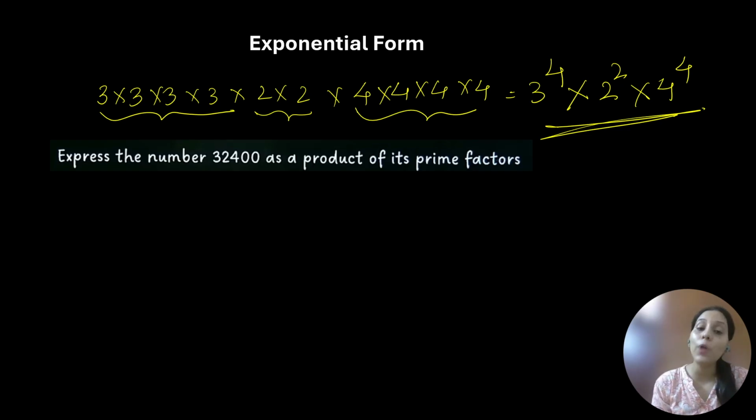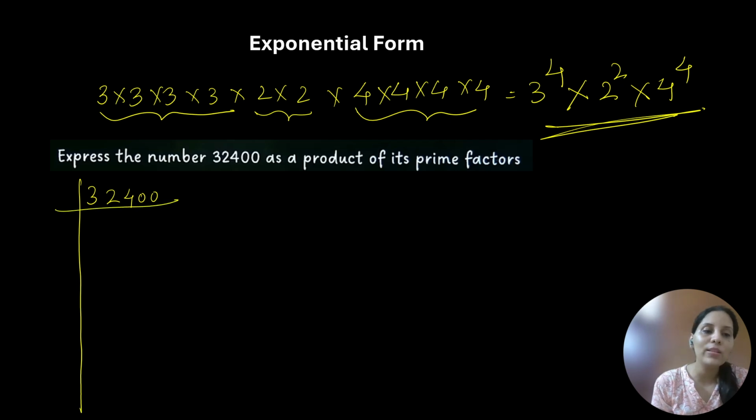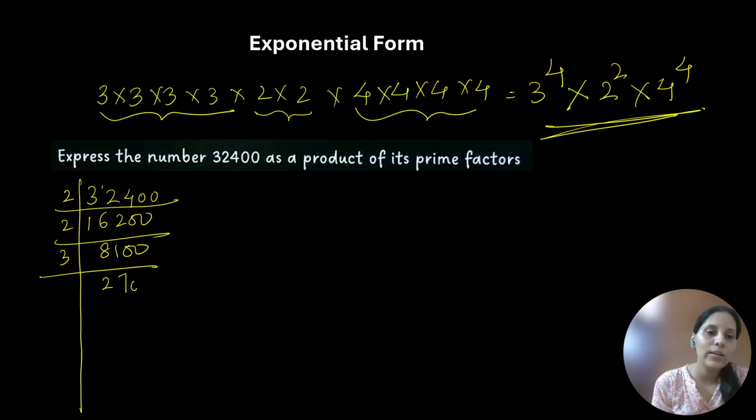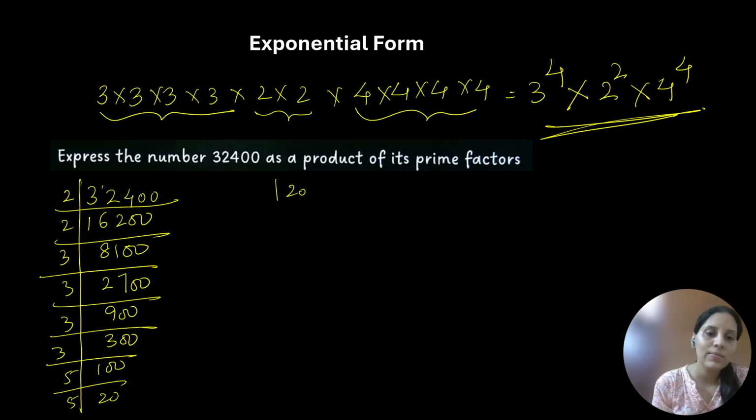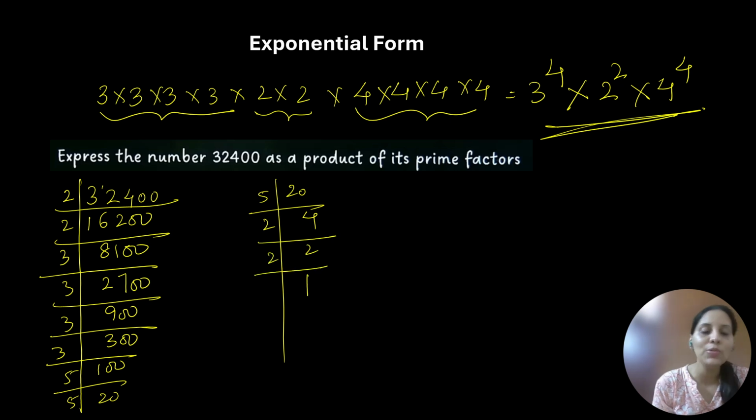Now express this as a product of prime factors. We have already learned this in the first chapter. Now let us find all the prime factors. 2 ones are, 2 sixes are 12, 2 twos are. Now to 8100, I can take 3, sorry, 3 twos are 6, 3 sevens are 21, 3 900s are, 3 300s are, 3 100s are, 5 20s are, and then again 5 fours are, 2 twos are, 2 ones are.